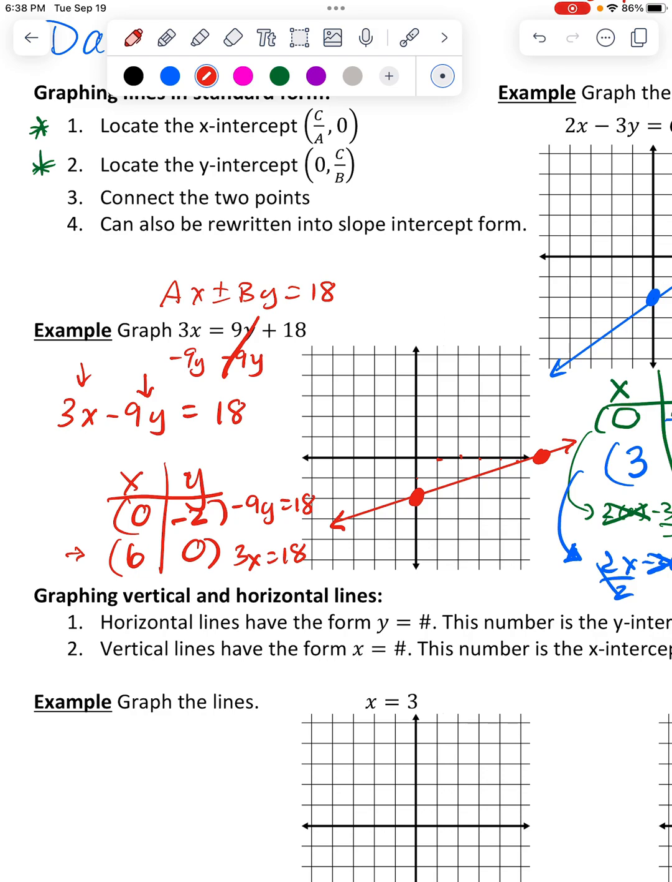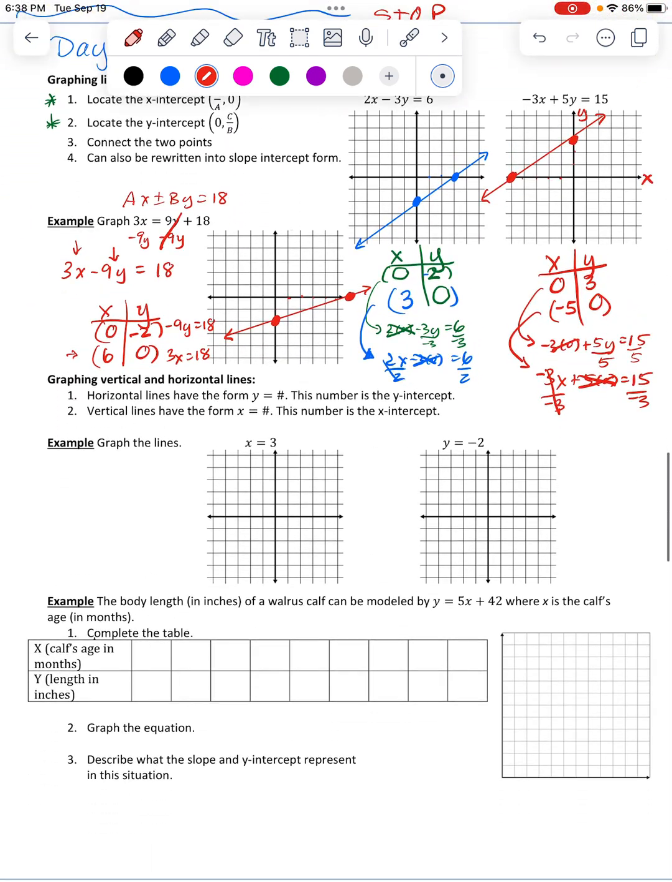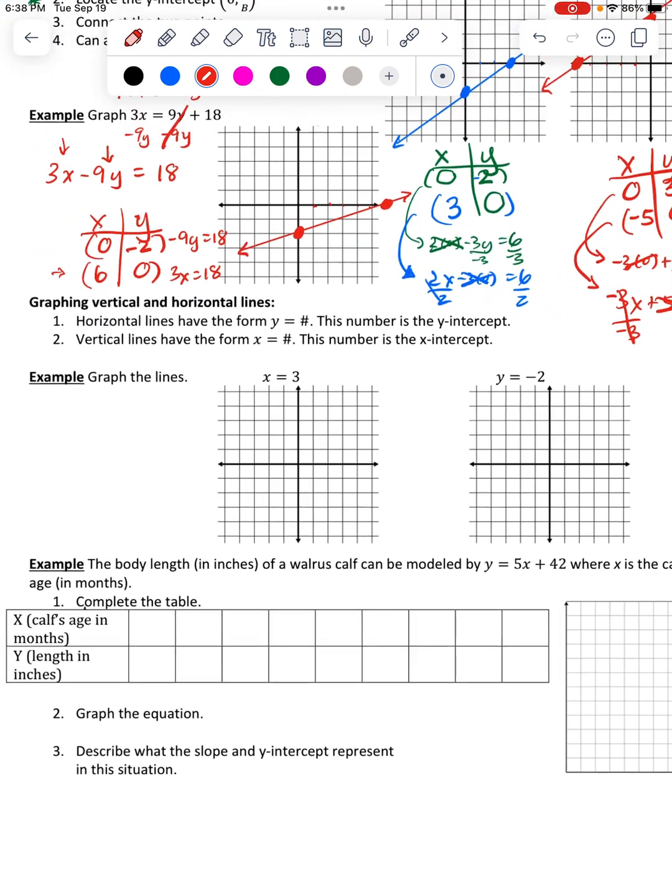Plugging in 0 is pretty easy. That's my favorite way to do those. So I don't know, kids always struggle with horizontal and vertical, and I don't get it. They're actually the easiest ones. So I think it's because we don't do them very often. They're sort of the exception to the rule.